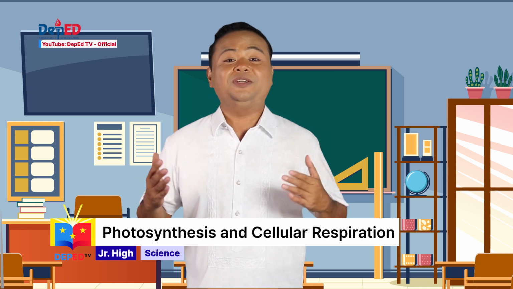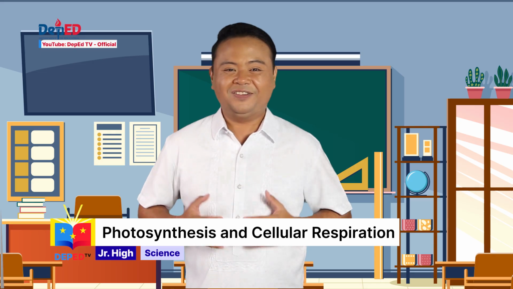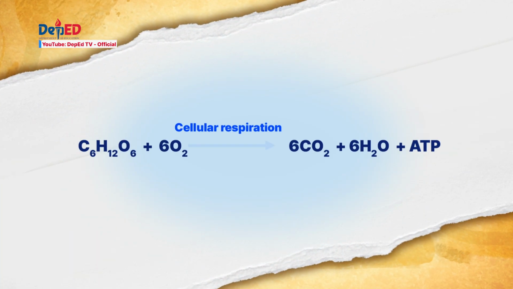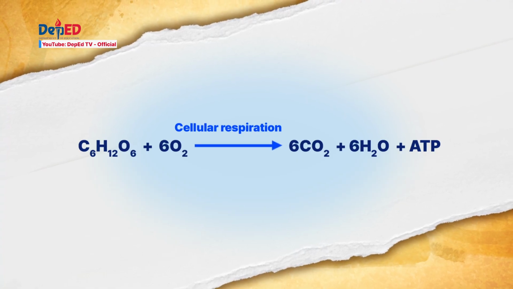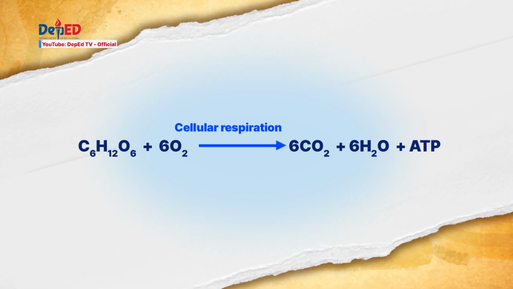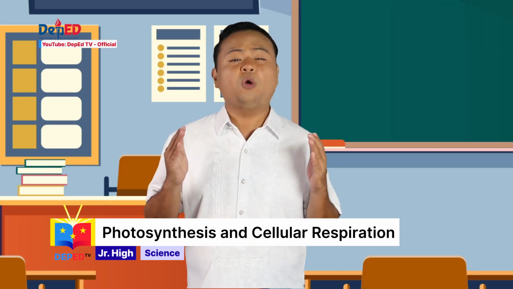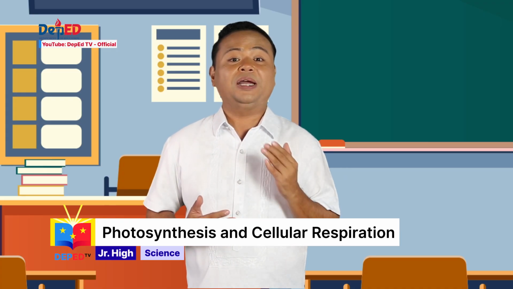Your task is to illustrate the equation of cellular respiration and label it properly. Okay, let's answer. The equation for cellular respiration is glucose plus 6 molecules of oxygen will yield 6 molecules of carbon dioxide plus 6 molecules of water plus ATP. Nice try, learners! You always have the time to practice. Now, in the next activity, you will identify the term by reading the description.